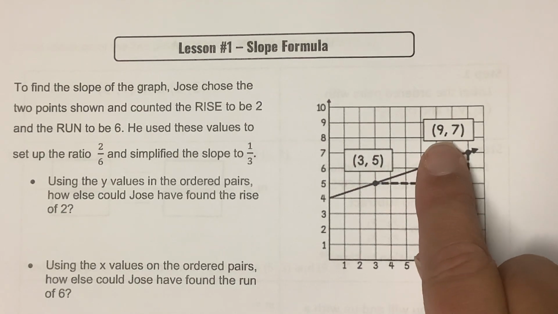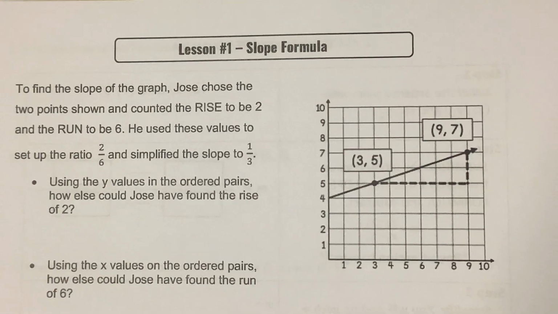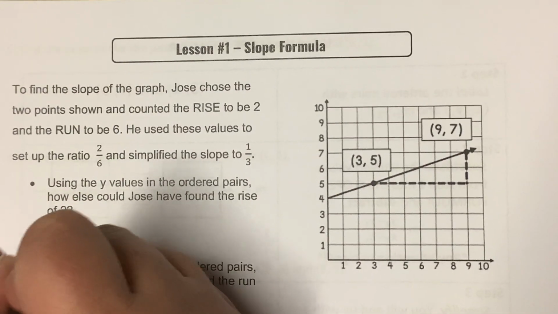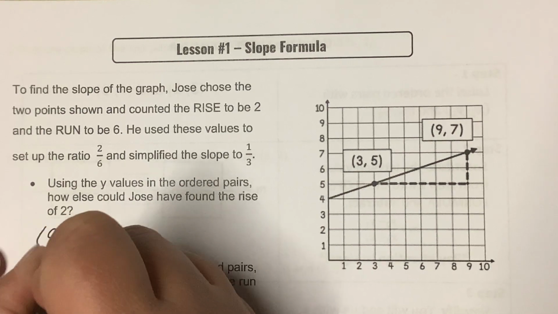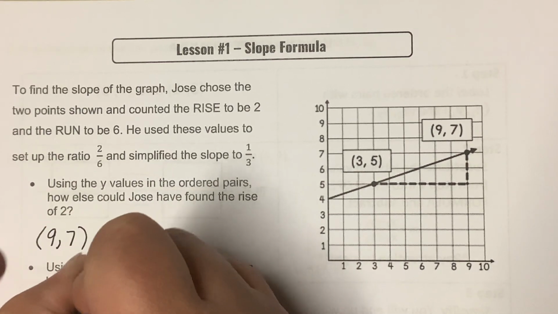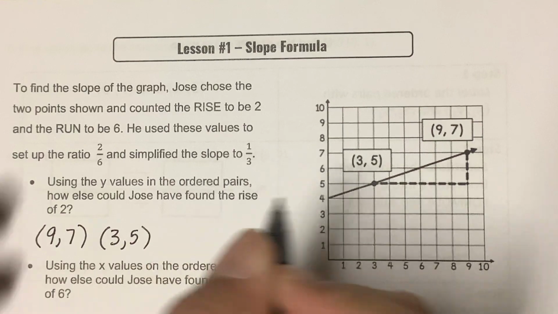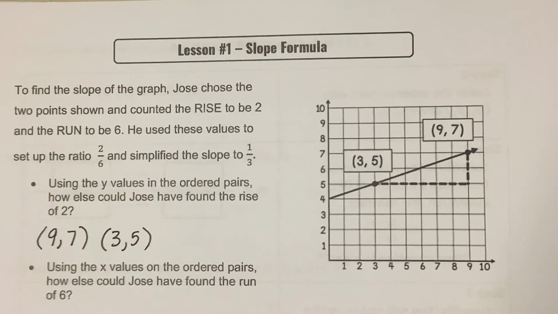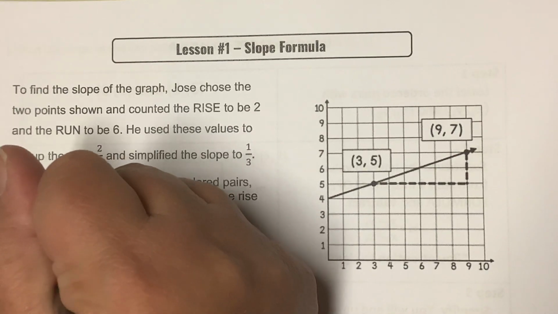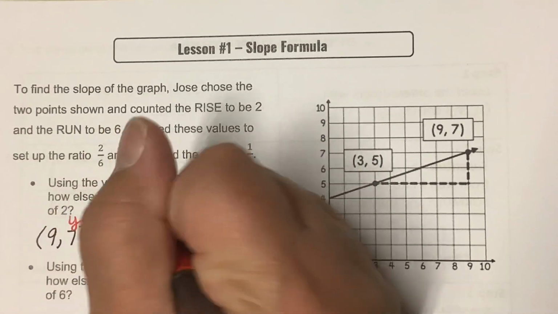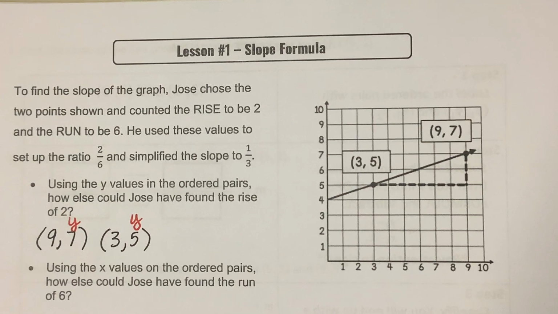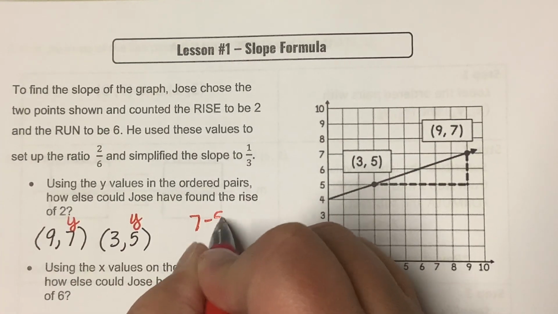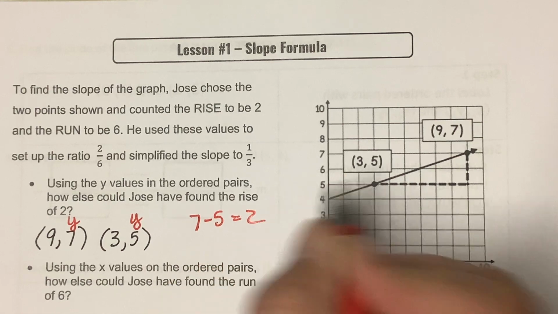Now these are the ordered pairs, (9, 7) and (3, 5). So let's just write those down. (9, 7) and (3, 5). Those are my 2 points. And what are the y values? The y values are the second value in each one. So I could do 7 minus 5 to get 2.